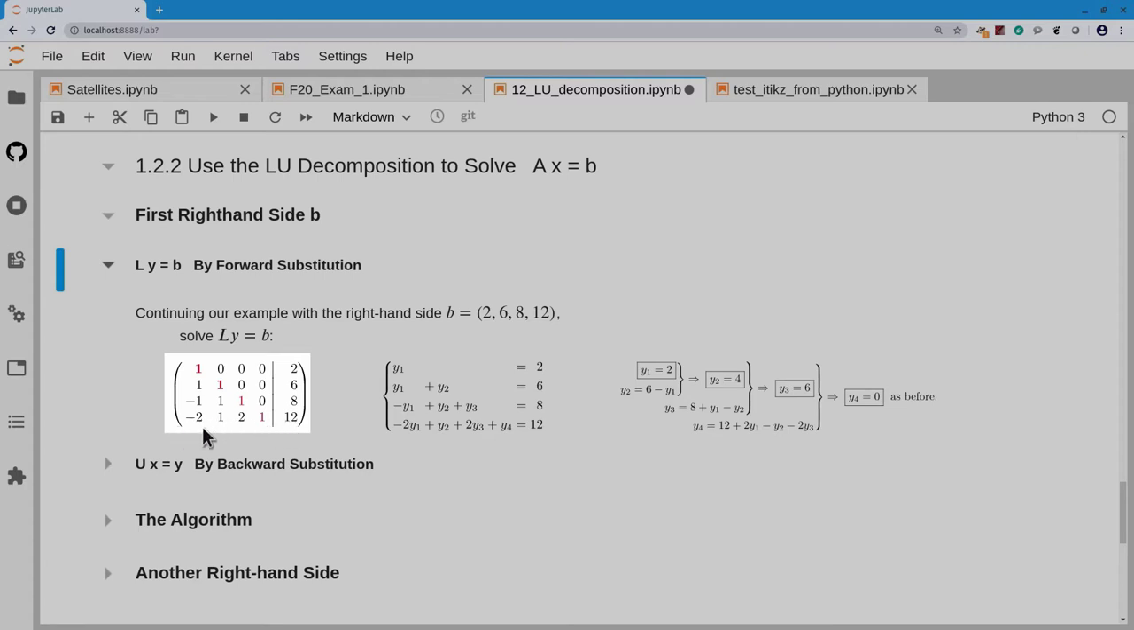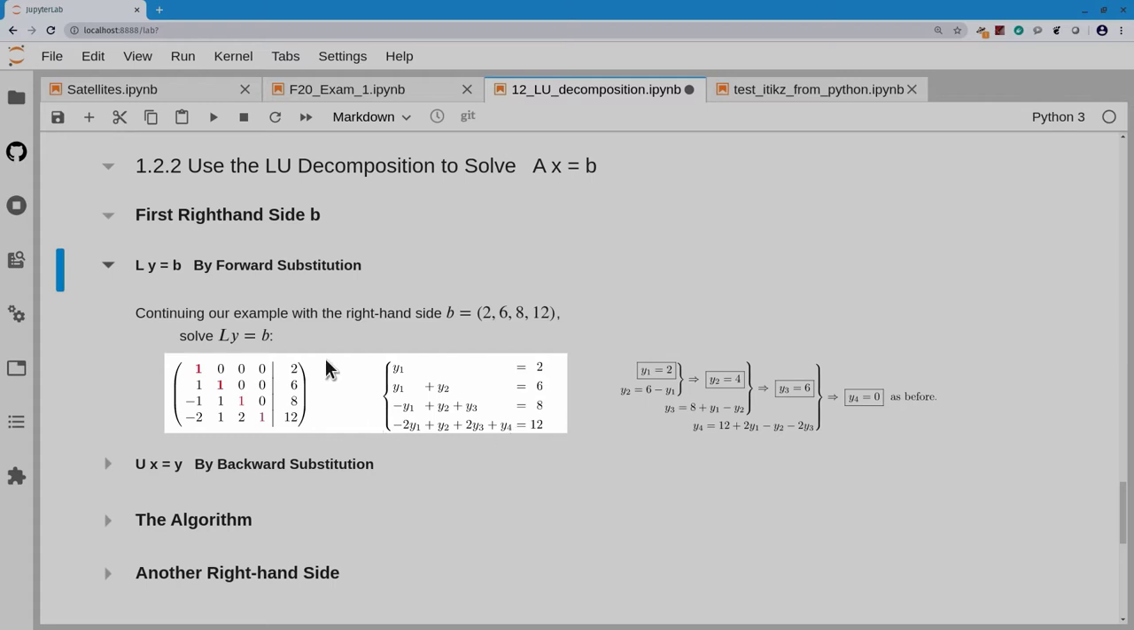Don't do Gaussian elimination on this matrix. We've already done the work. Just transcribe it. Look how it reads. The first row simply says that Y1 is equal to 2. The second row is Y1 plus Y2 equals 6. But I already computed Y1, so this gives me an equation for Y2. Now I know Y1 and Y2. The next row is an equation involving Y1, Y2, and Y3, so I can solve for Y3. Now I know Y1, Y2, Y3. I can go to the next equation and solve for Y4.